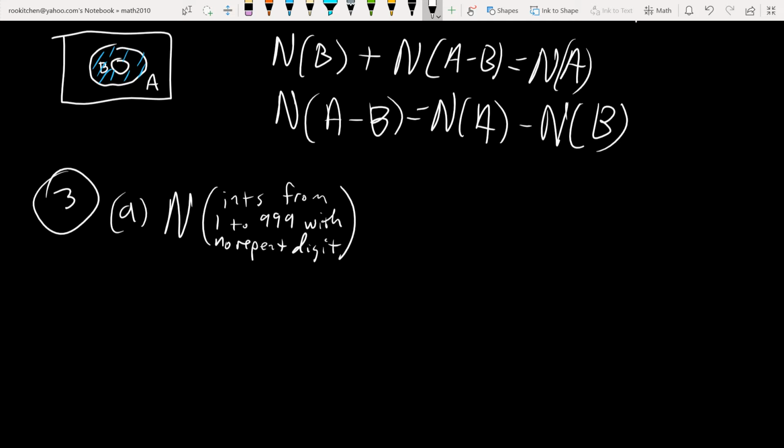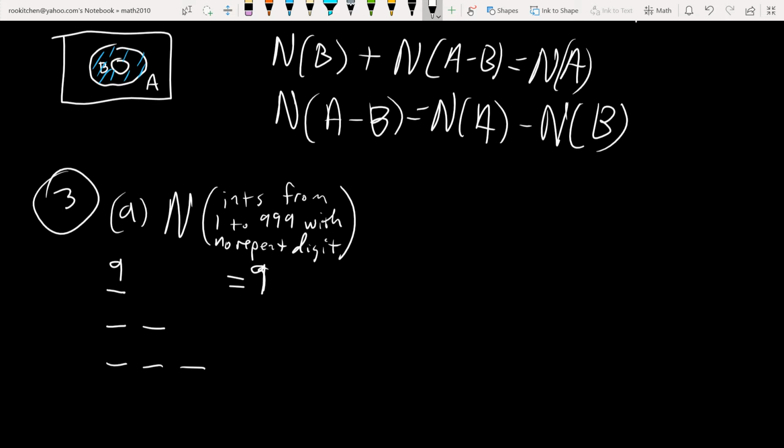Okay, so again we can split this up into 3 disjoint subsets. We'll count up the number of integers with 1 digit, the number of integers with 2 digits, and the number of integers with 3 digits. In each case we have no repeated digit. So the number of integers with 1 digit, and we don't include 0, right, because we're going from 1 to 999. So there are 9 of them, 1, 2, 3, 4, 5, 6, 7, 8, 9.